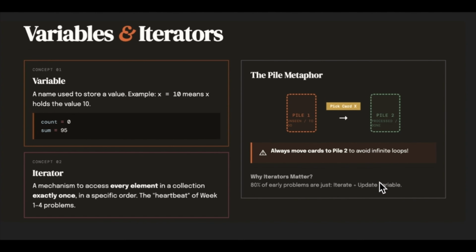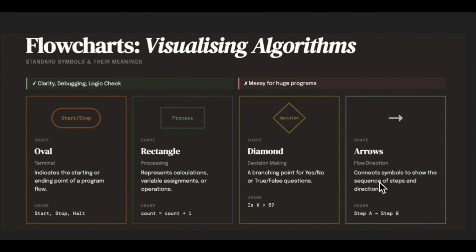Now, moving on to the flowchart. A flowchart is just a visual way to show an algorithm, like a series of steps. It uses specific shapes, and each shape means something different. Let me go through them quickly. The first one is the oval. That's the start or stop of your program. Whenever you see a rounded shape, you know the algorithm is beginning or ending. And the rectangle here is a process, like doing a calculation or assigning a value to a variable. So count equals count plus 1 would go in a rectangle.